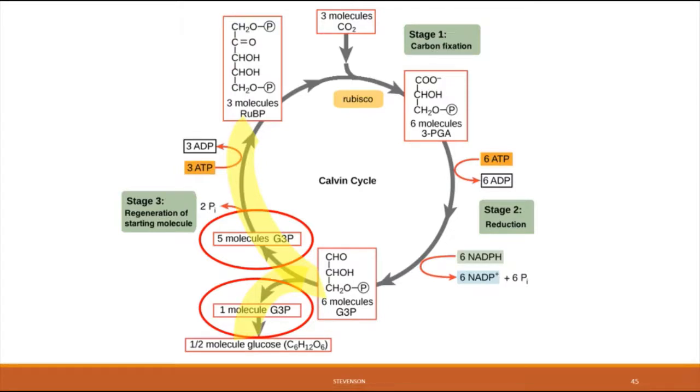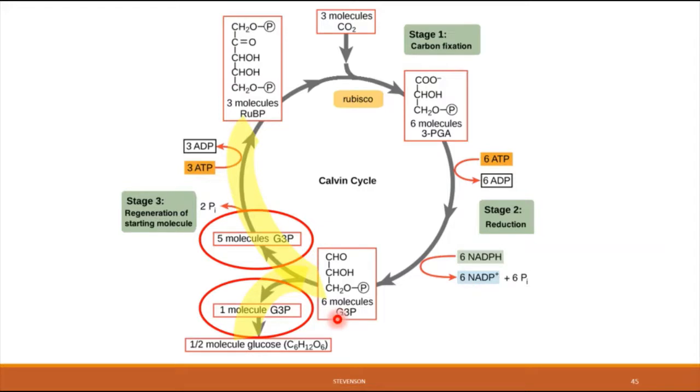So now what we've accomplished is taken in molecules of CO2, attached them to a scaffold, split that scaffold in half to make 2 3-PGAs, and then each of those 3-PGAs was transformed into a molecule of G3P through the addition of energy and hydrogen atoms and electrons from the products of the light reactions.